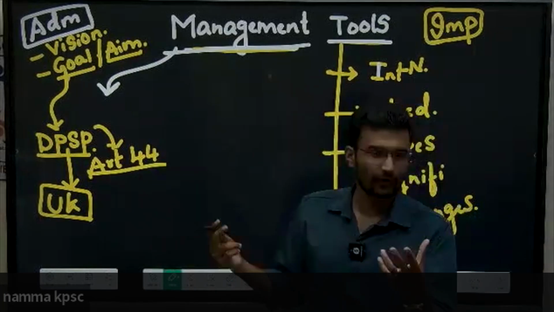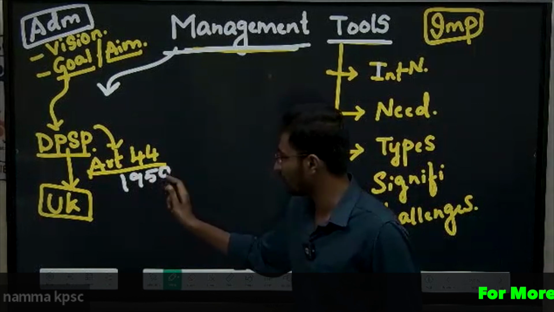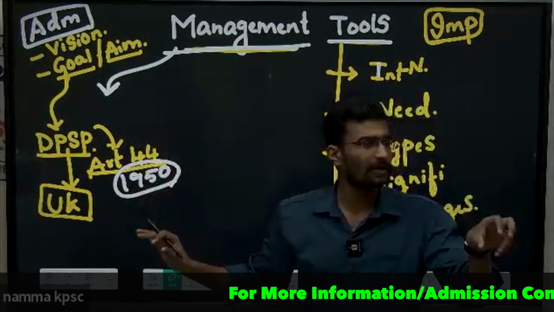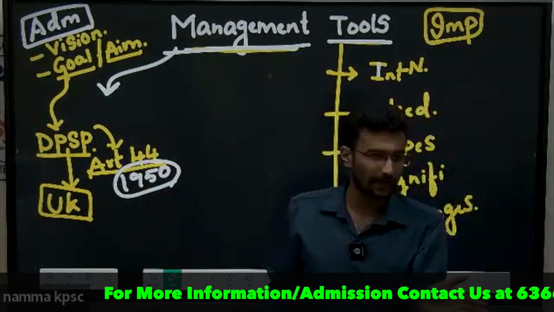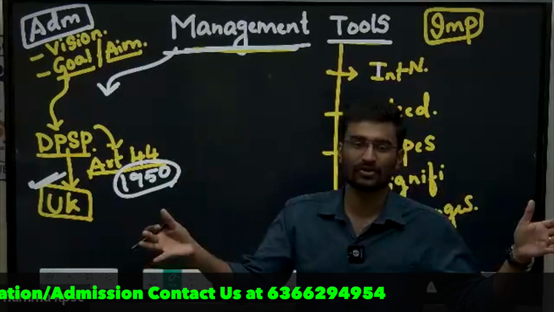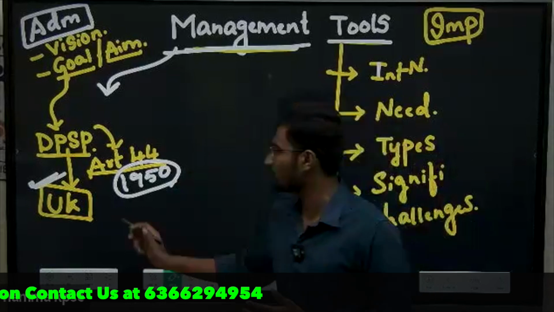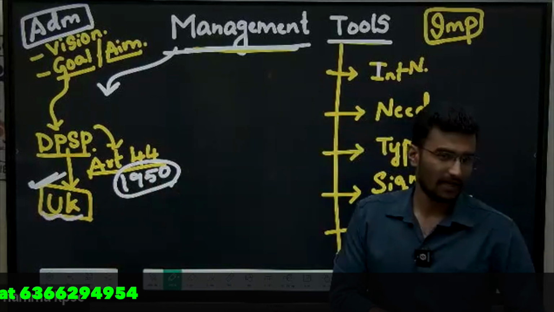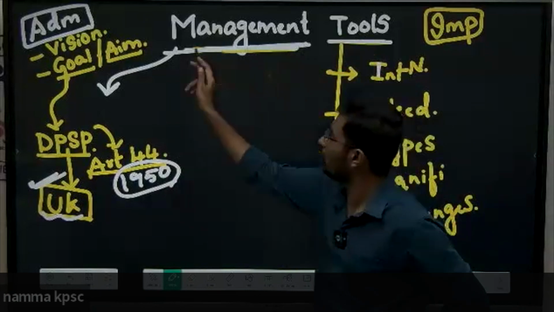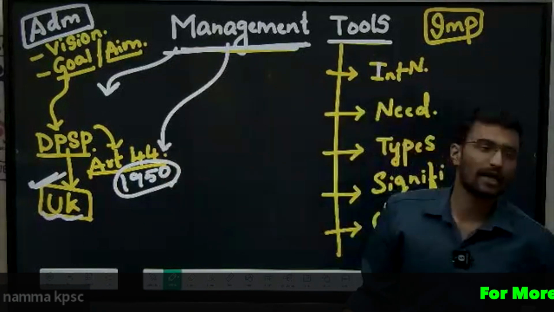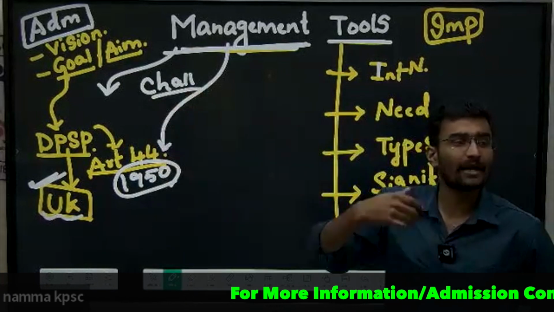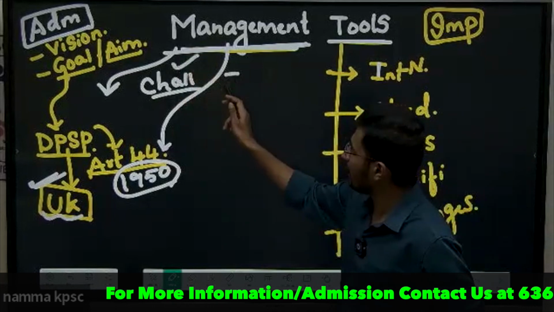Now this article 44 was added in 1949 or 1950. It is article 44, nothing but implementation of uniform civil laws across the country. But to implement this, how many years did we take? Approximately 75 years. Now sir, why? The reason here is that we don't know exactly what challenges we will be facing, and we exactly don't know whether this project will be effective.